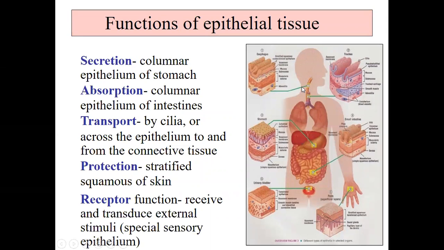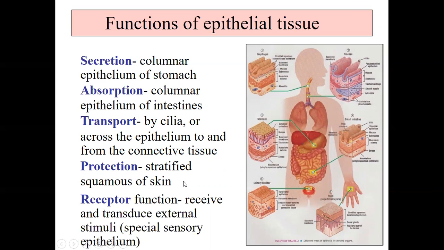So these are the functions of the epithelial tissue. If you see here, the first function is secretion. Okay, the secretion function is done by the columnar epithelium of the stomach, and the next one is absorption. It is done by the columnar epithelium of the intestine, and the transport is actually done by the cilia, or can also be across the epithelium to and from the connective tissue. And the fourth one is protection, and this function is done by the stratified squamous epithelium of the skin.